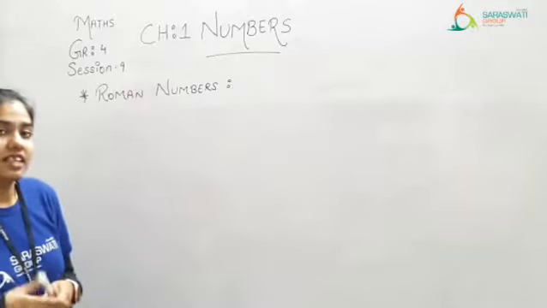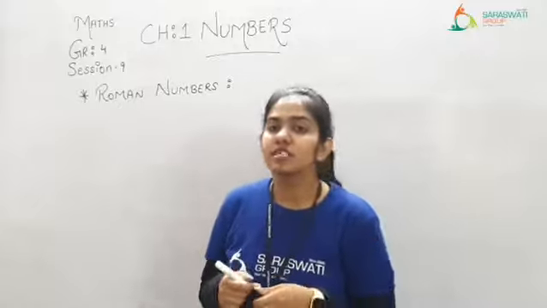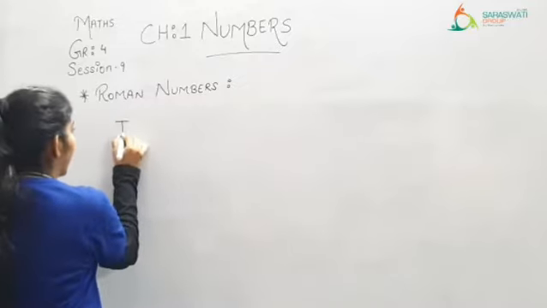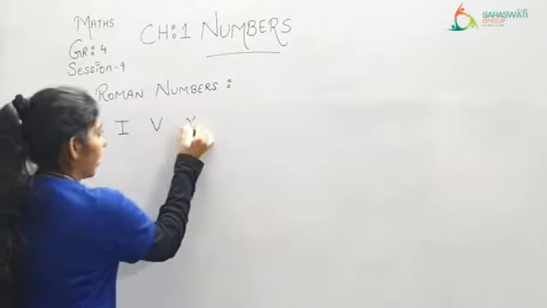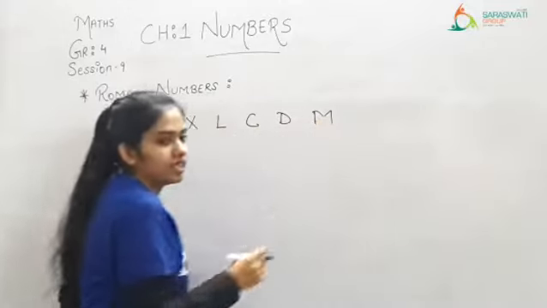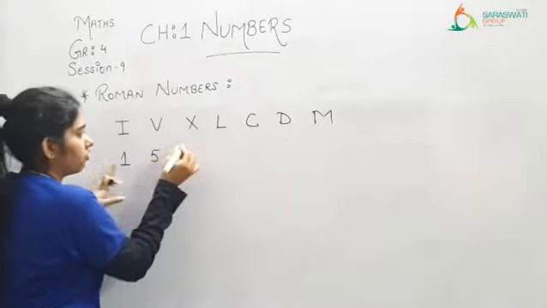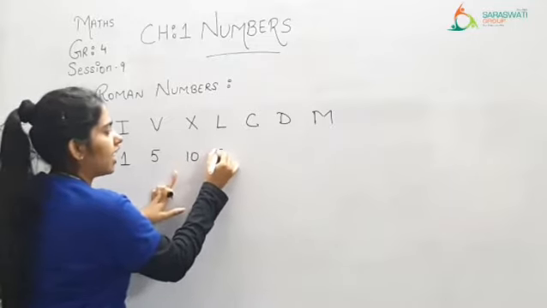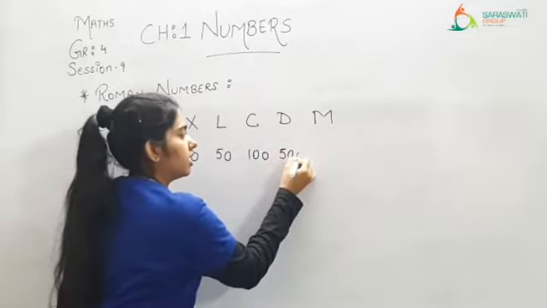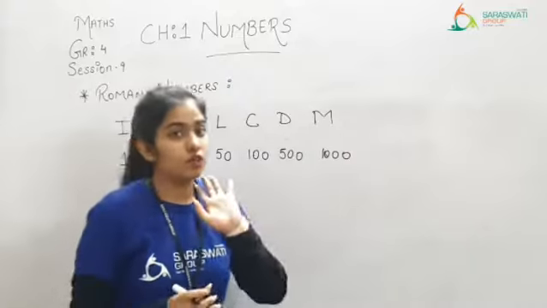But before that, let's have a recap of which values are used with which numbers. The basic values you need to remember are I, V, X, L, C, D, and M. I is 1, V is 5, X is 10, L is 50, C is 100, D is 500, and M is 1000. This you have to remember.